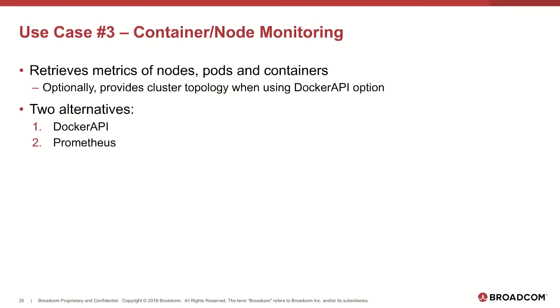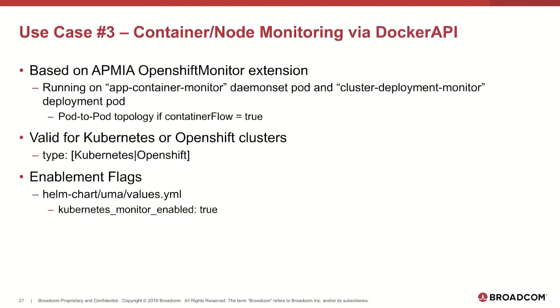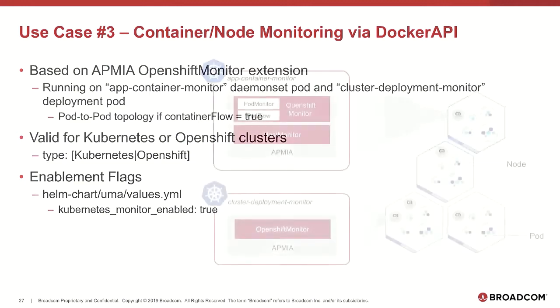If you don't have a Prometheus service, then basically we're using a Docker API to pull the metrics from the cluster into APM. Again, this is based on our APM IA, which is our APM infrastructure agent, and the OpenShift monitor extension. It is valid for both Kubernetes and OpenShift. And again, it's configurable through the Helm or YAML files to optimize or change the configuration for your environment.